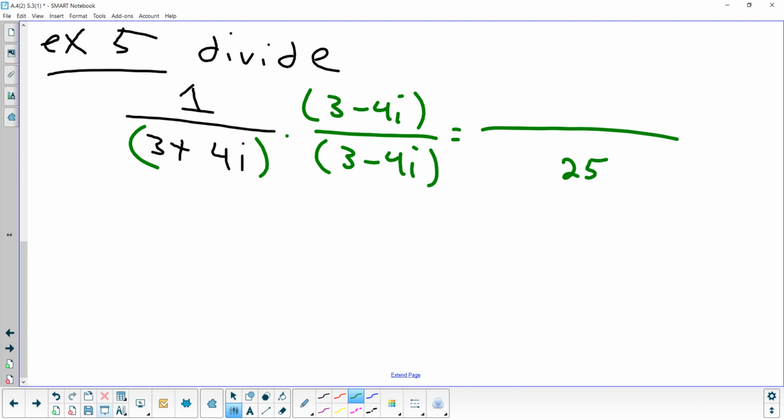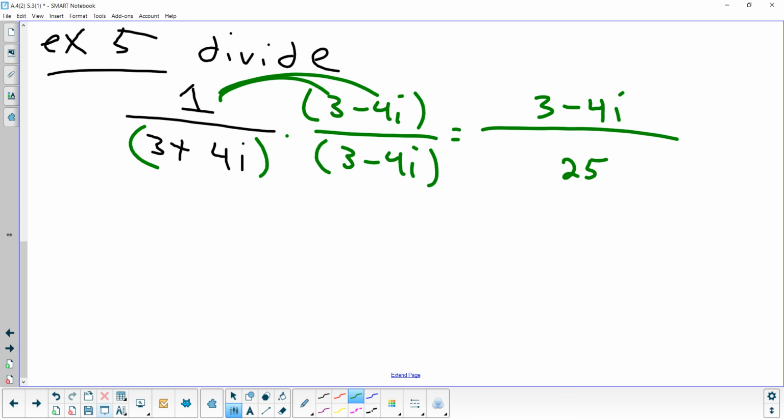Square the 3, you get 9. Square the 4, you get 16. Add them up and you get 25. Now the top this time is actually pretty easy because that is a distributive property, but you're only distributing a 1, so nothing is going to happen in the top. Usually it's not a 1, okay, but this time it was. So in the top, we get 3 minus 4i.